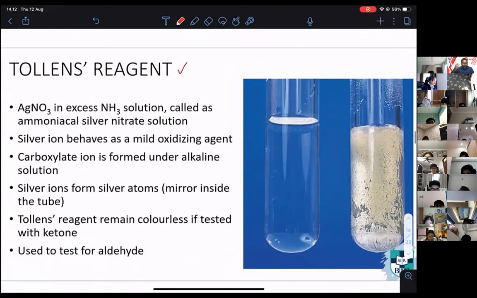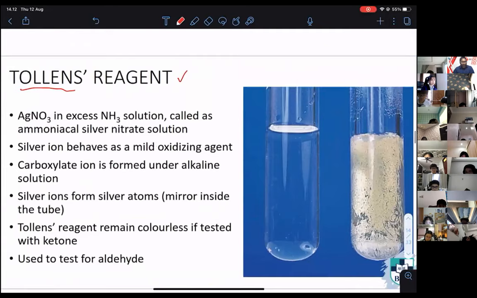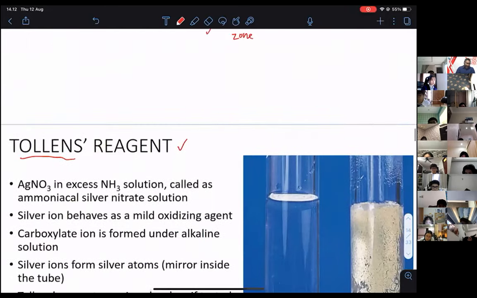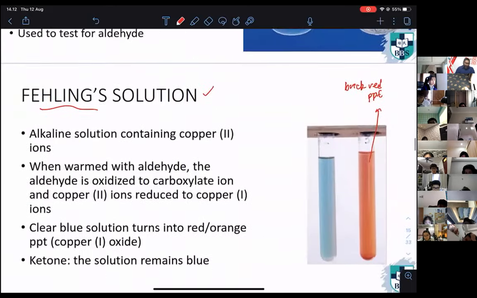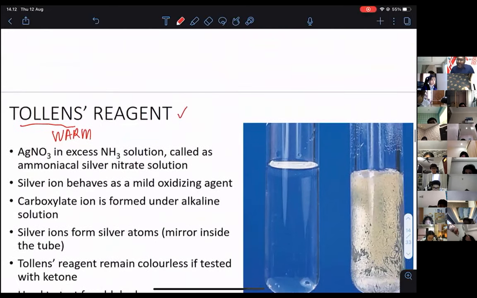Tollens reagent, memorize: Tollens is something related to silver mirror. Fehling is something related to brick red precipitate, brick red PPT. But one thing you need to remember, since I wrote it very big just now: do not heat. This one must be warm, in a water bath. This one also must be warmed. If you want to see the result, you must warm them. This is not written clearly in your textbook, so please write it down somewhere. Tollens reagent, you need to warm.